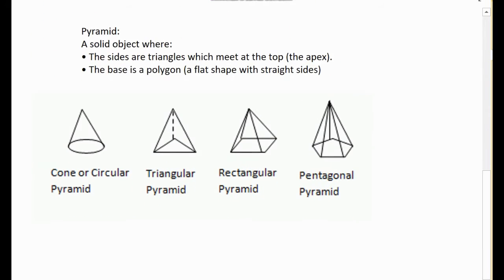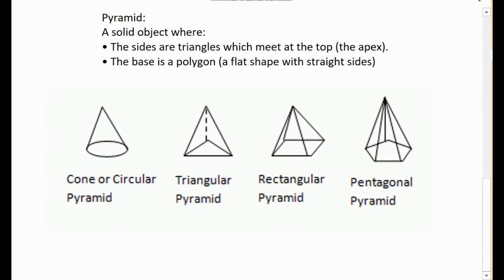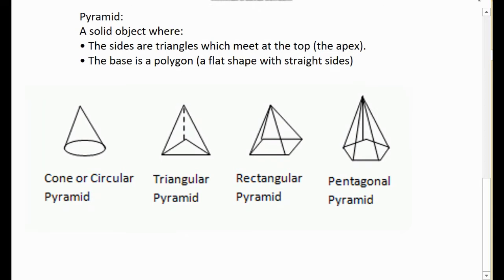And pyramid. What are pyramids, everyone? A pyramid is a solid object where the sides are triangles which meet at the top. The base is a polygon, a flat shape with straight sides.